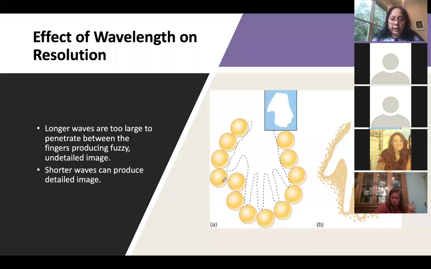So in this picture, you can see these are the longer waves, longer wavelength. All these light rays with longer wavelengths cannot actually penetrate through all the small areas of these fingers. But if the wavelengths are shorter, then they can penetrate through. Basically, they need a really small area to pass through. Okay, so that's the reason shorter wavelengths can produce the detailed image. You can understand easily from this picture.